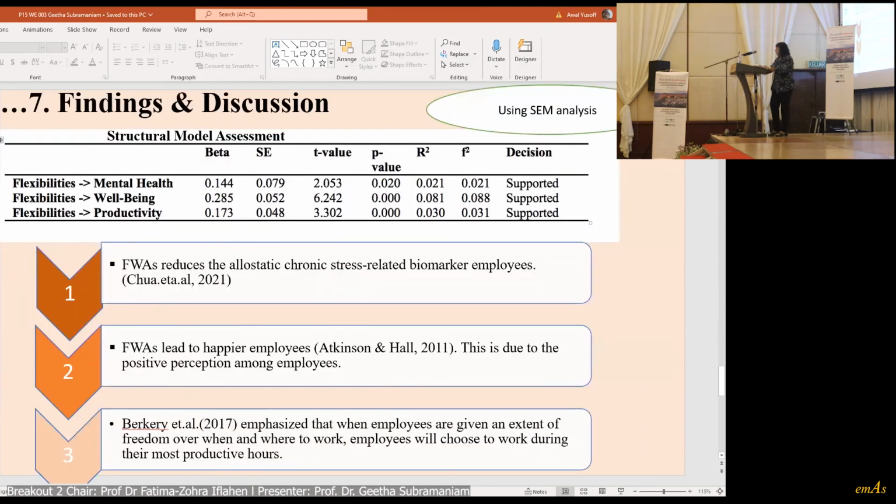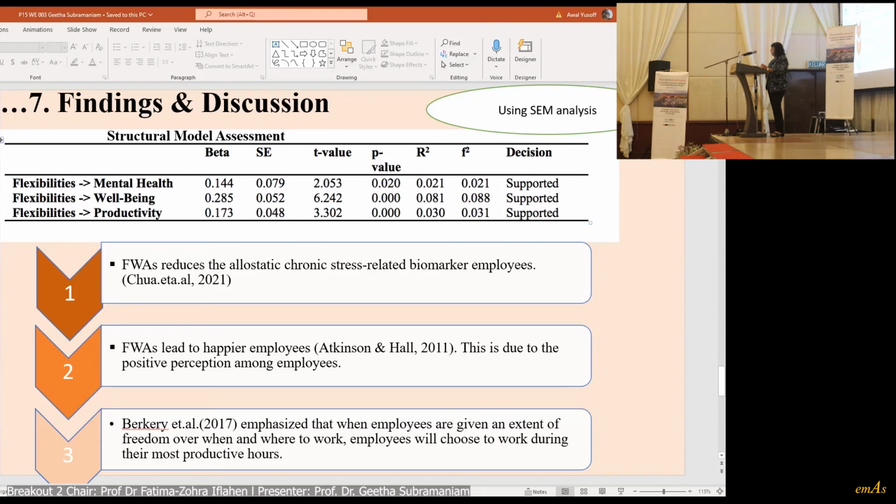The second objective was to examine whether there was a relationship between flexible working arrangements, that is workplace flexibilities, and mental health, well-being, and productivity. All the 13 reflective constructs fulfilled the requirements. I did not show it here, but we tested it, and all fulfilled the requirements and the loadings. Flexible working arrangements had a significant effect on mental health, well-being, and productivity.